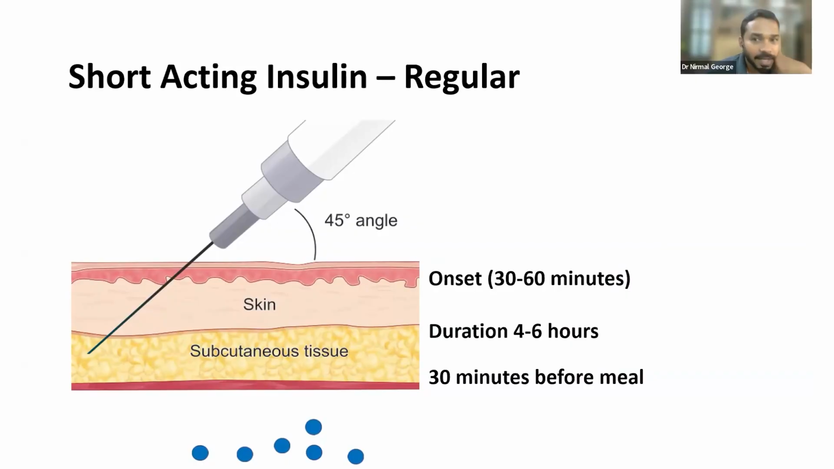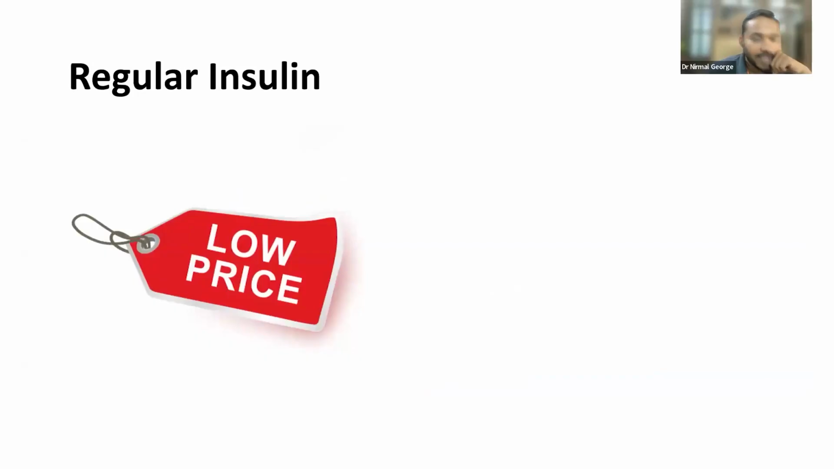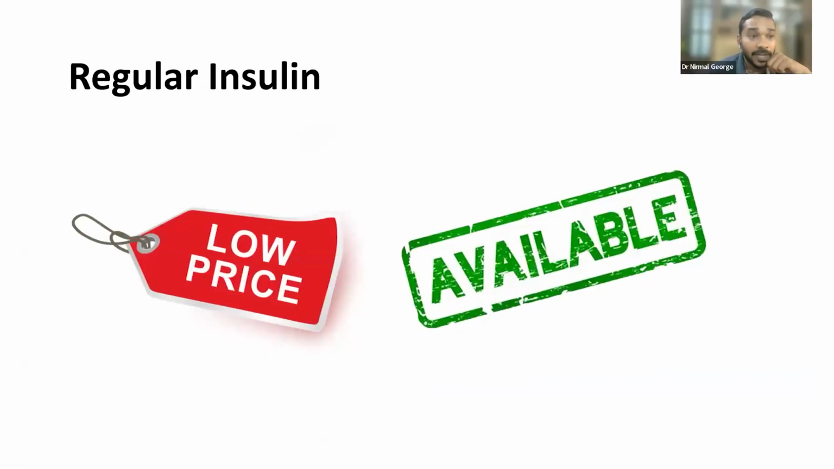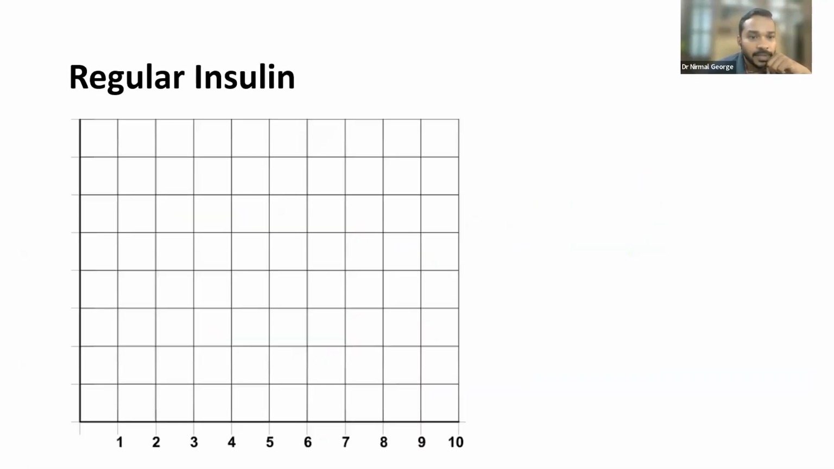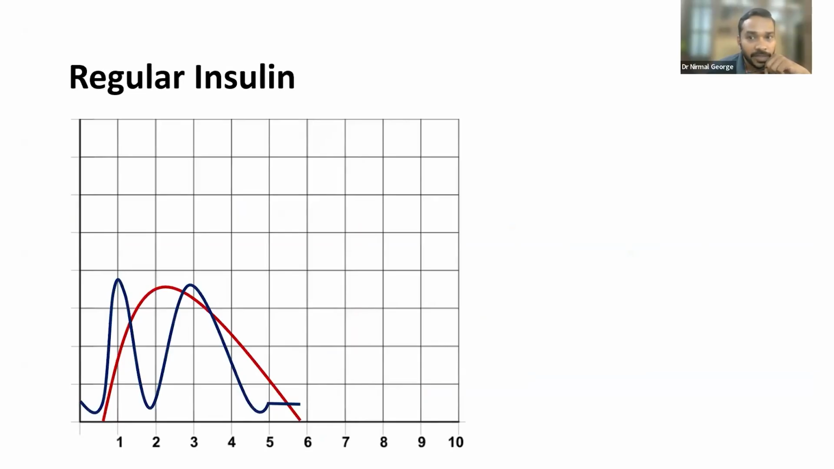There is an advantage to this regular insulin. It is relatively cheap and easily available everywhere, even in rural areas. When we talk about the physiological insulin secretion, this would be the plasma concentration of regular insulin if you are administering regular insulin. As you can see, the first phase of insulin release normally from our body is not covered by regular insulin. So there is an area where there is insulin deficiency.